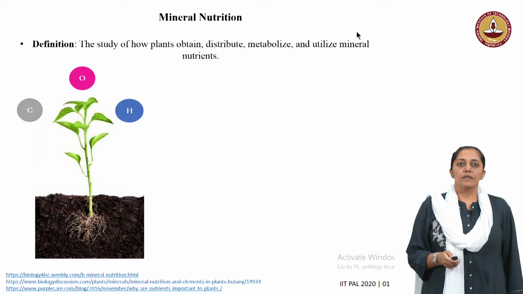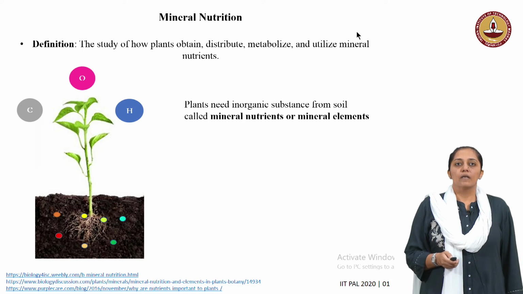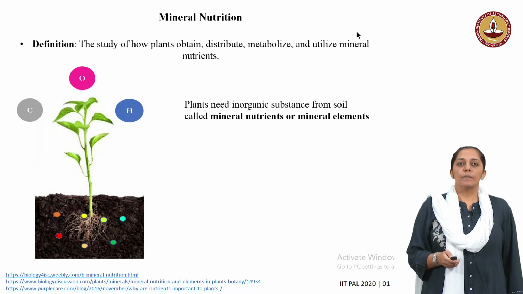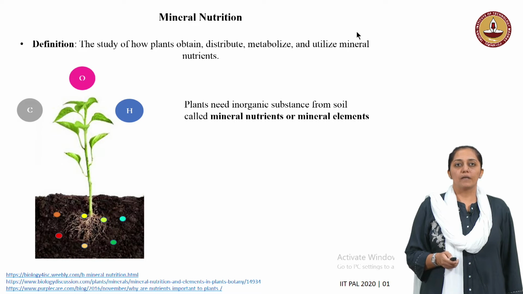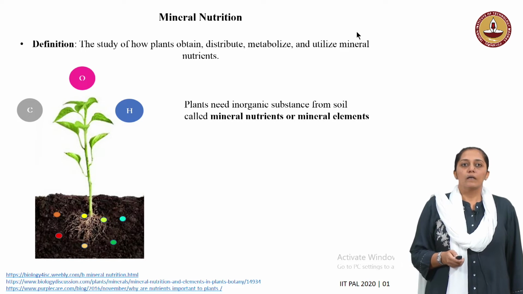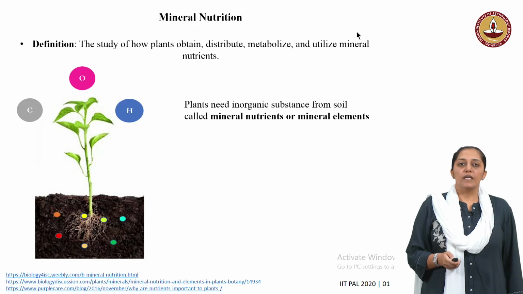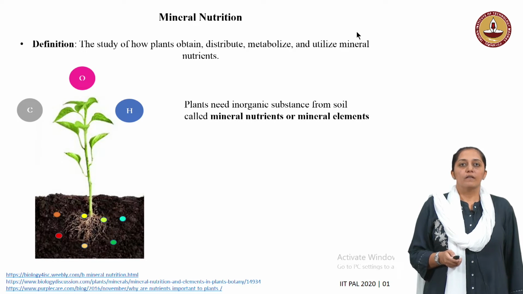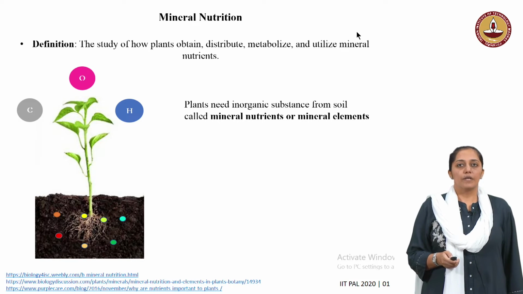As shown in the picture, you can see carbon, oxygen and hydrogen. They are essentially obtained by the plant from the atmosphere in the form of carbon dioxide and water vapor. Some of the colored dots which you see on the soil or the underground region of the plant, this is an inorganic substance which is obtained from soil, which are called mineral nutrients or mineral elements.